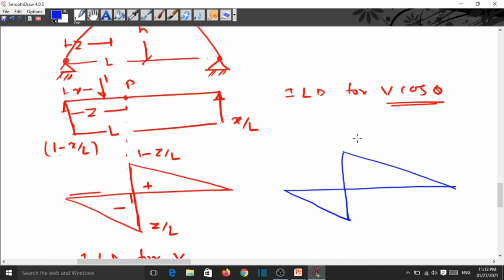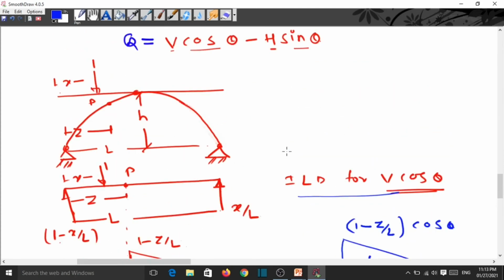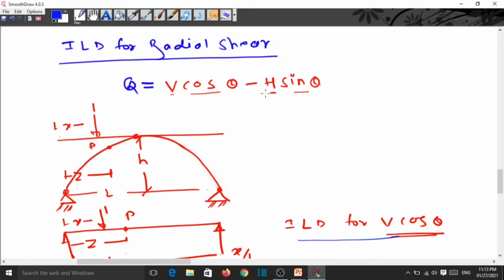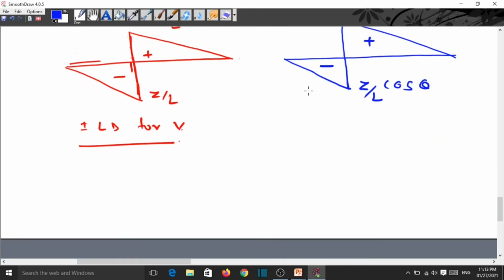So here is 1 minus Z by L multiplied by the cos theta. This is a plus, this is minus, this is Z by L multiplied by cos theta. So this becomes the ILD for the V cos theta. Now next is the ILD for this H sin theta. Now first we draw the ILD for the H sin theta, suppose here.